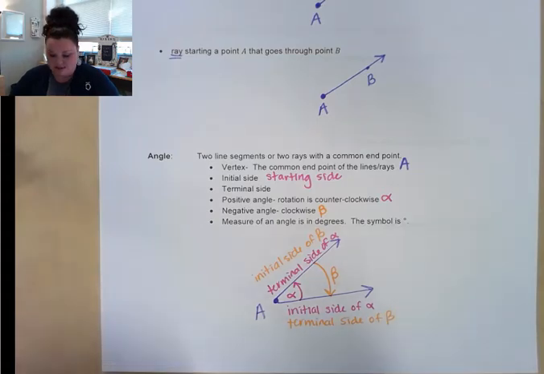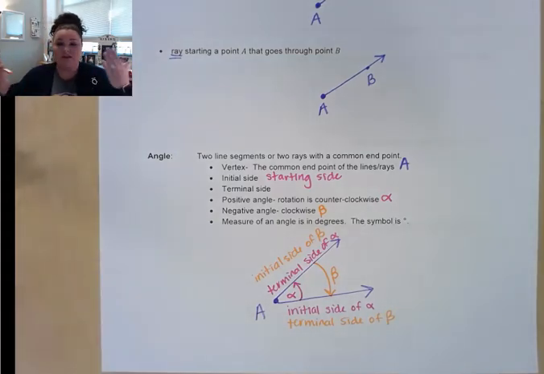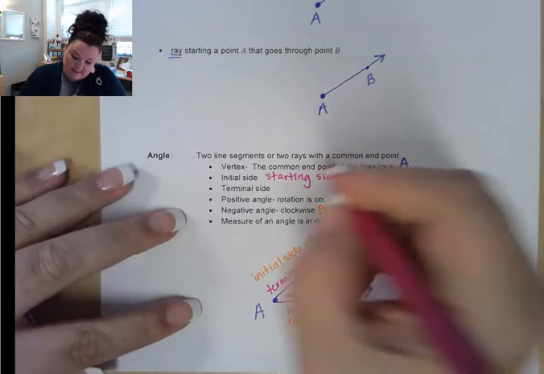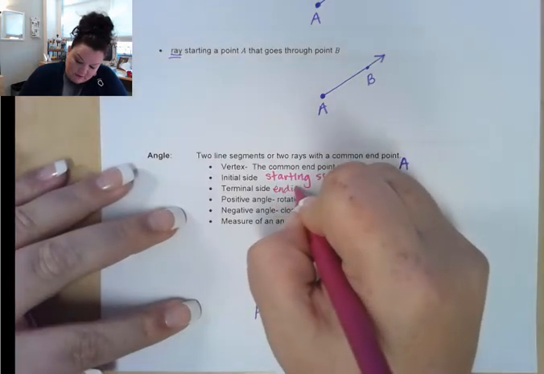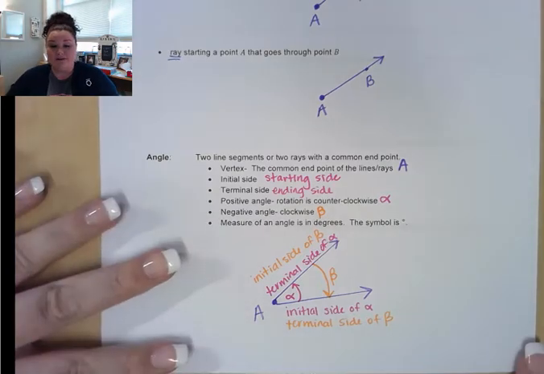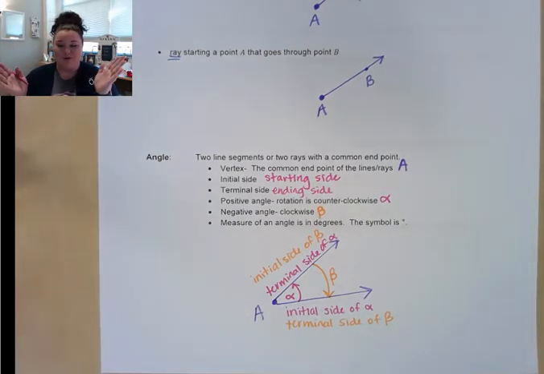And the reason I list two is the terminal and the initial side mean the same thing, no matter what kind of angle you have. The initial side is where it starts, right? The terminal side is the ending side. I guess I could write that up here, is our ending side. But to determine which side you start at and which side you end at, we need to know if we have a positive or a negative angle, okay?